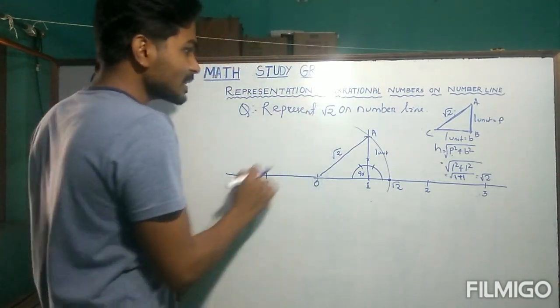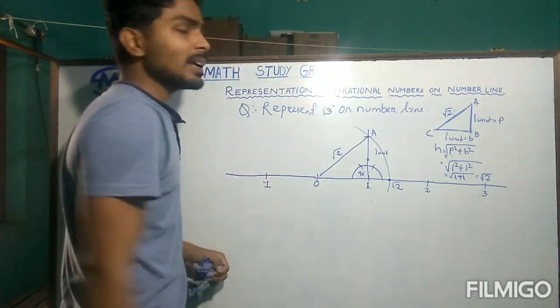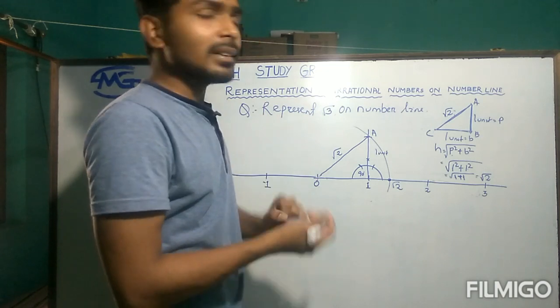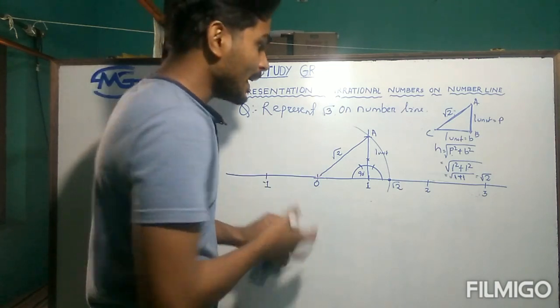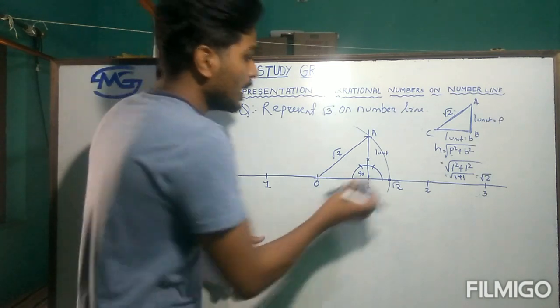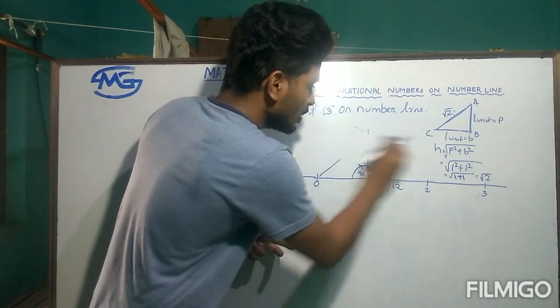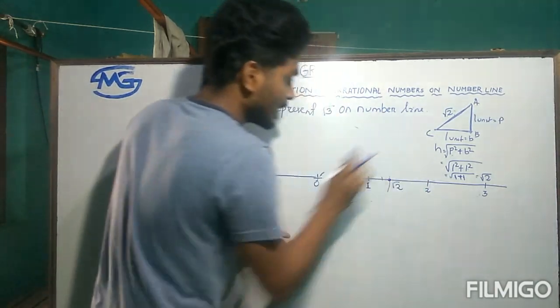Now the task is to represent √3 on the number line. Okay, so how can you represent √3 on the number line? In the same procedure as we have done here. How? See, suppose as I got √2 here, so erase all those things except the √2.